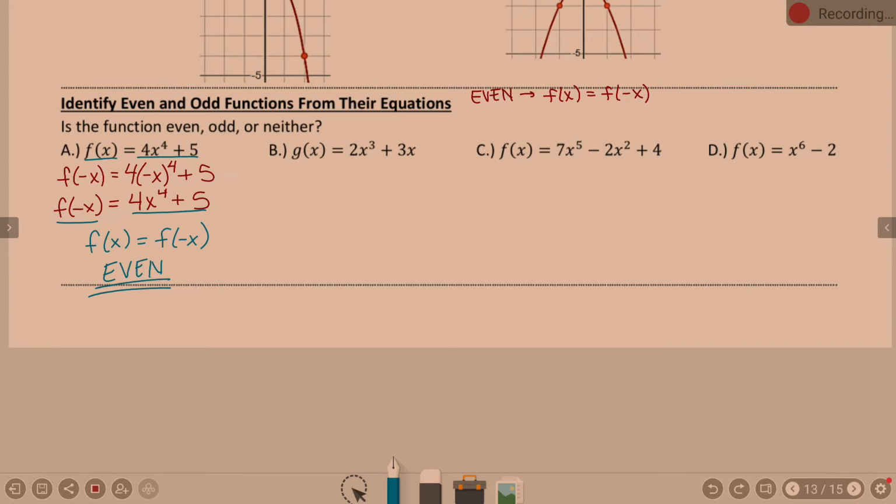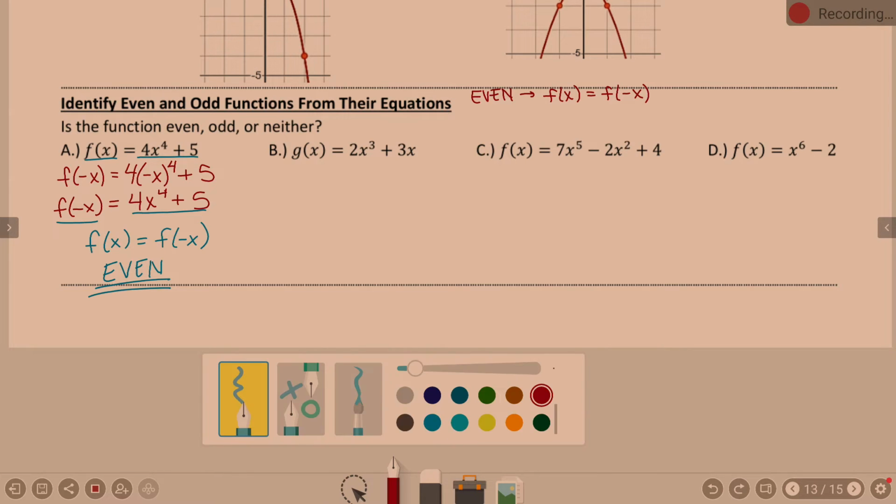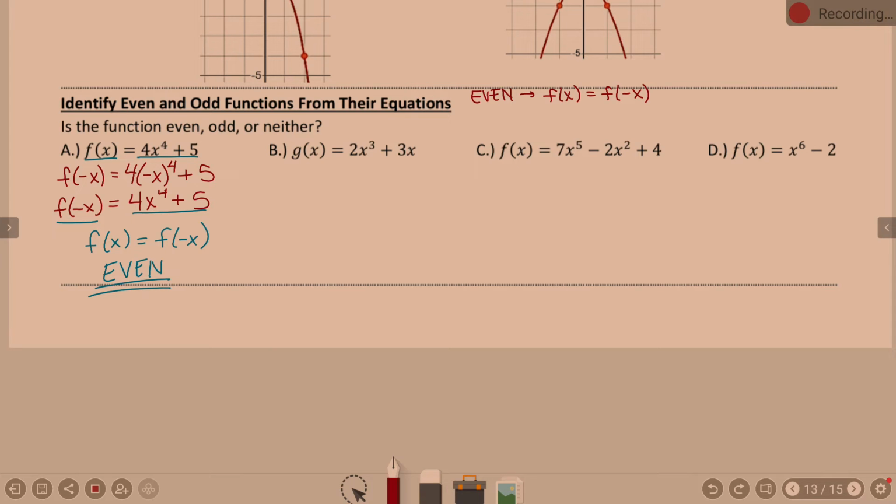Okay. Ready to try B? And because we found it's even, we stop there, we're done. Okay, so B. This time it's g of x equals 2x cubed plus 3x. We're going to start with the same thing. We're going to test and see, is it even?